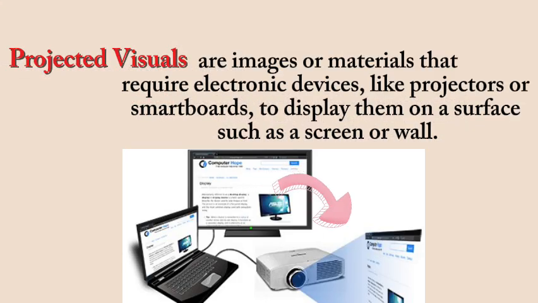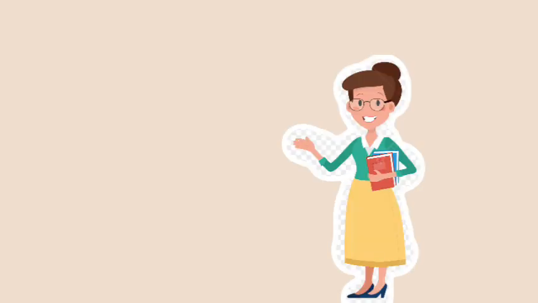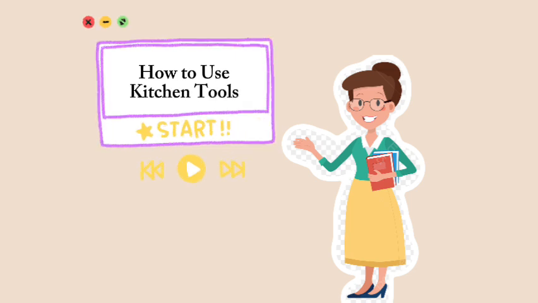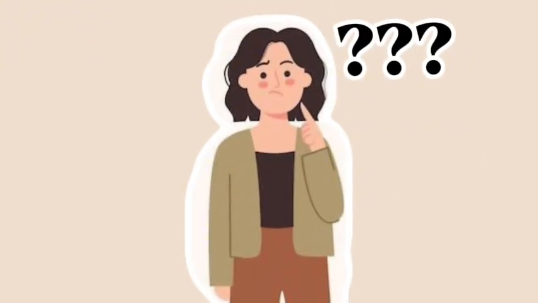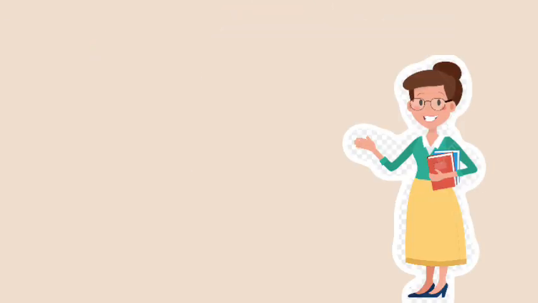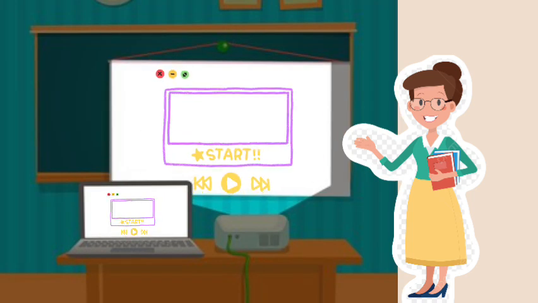Let's now proceed to projected visuals. Projected visuals are images or materials that require electronic devices like projectors or smartboards to display them on a surface such as a screen or wall. So the projected visuals need an electronic device for the material to be shown. For example, the teacher prepared a video on how to use the kitchen tools. How will the students see the video? Of course, the teacher needs a laptop and a projector for her to be able to show the video to her students.